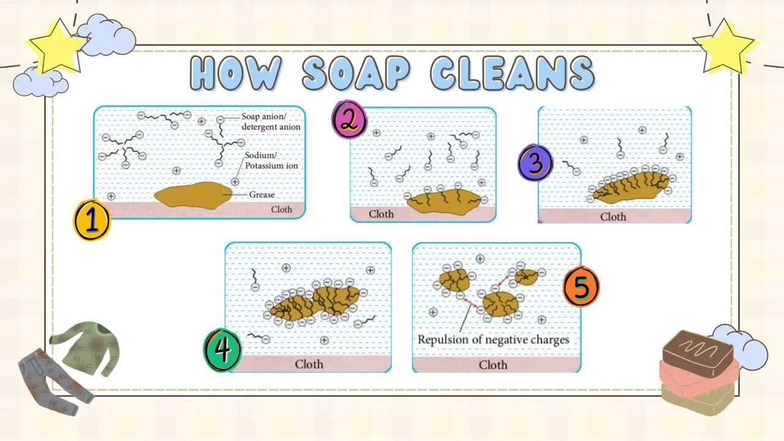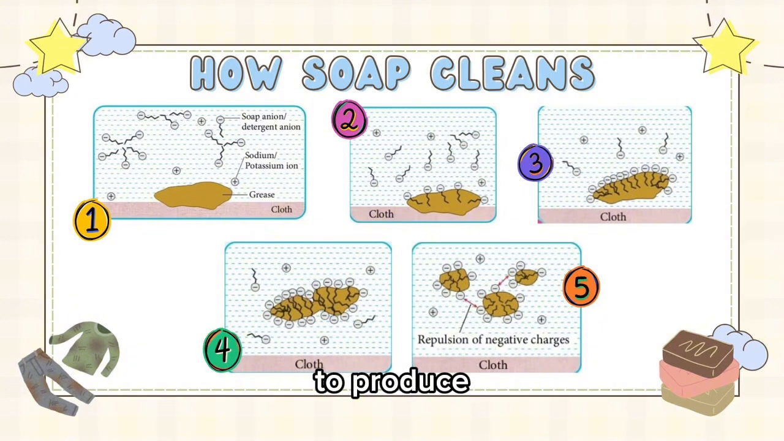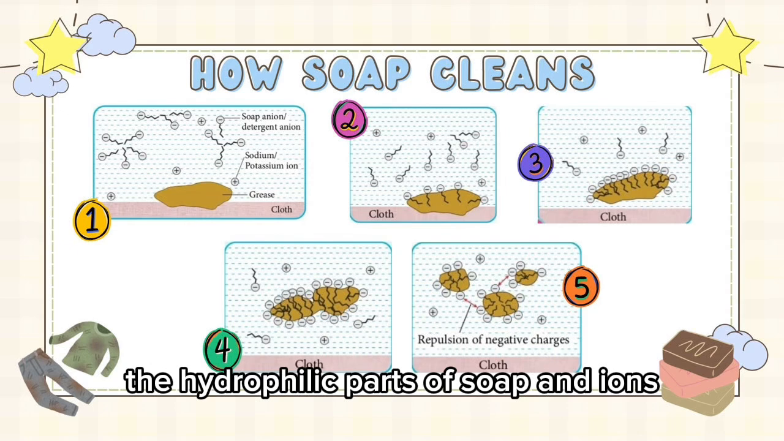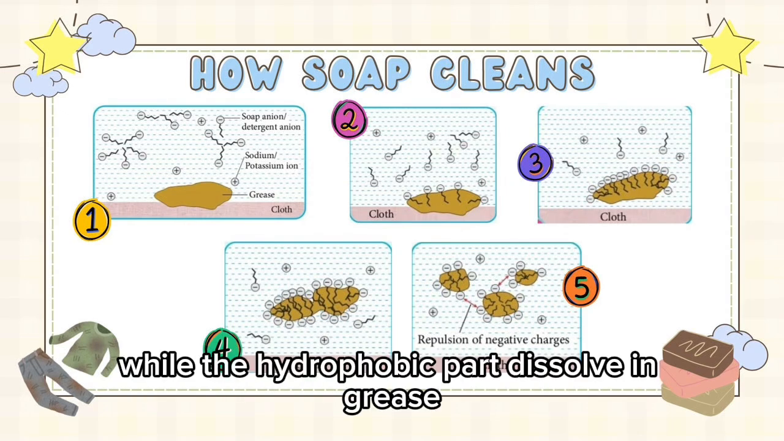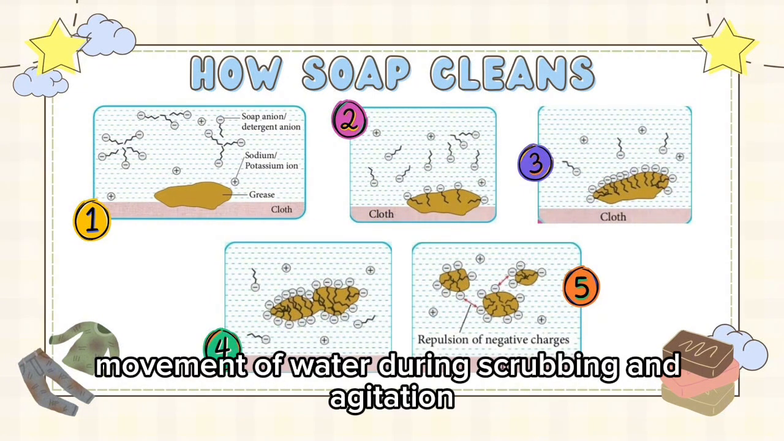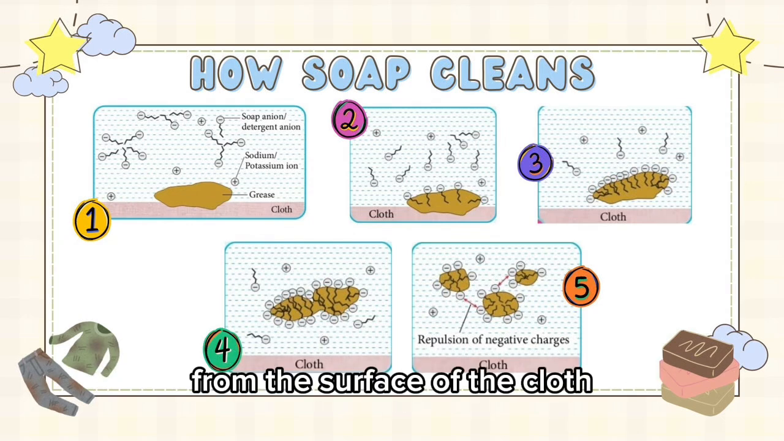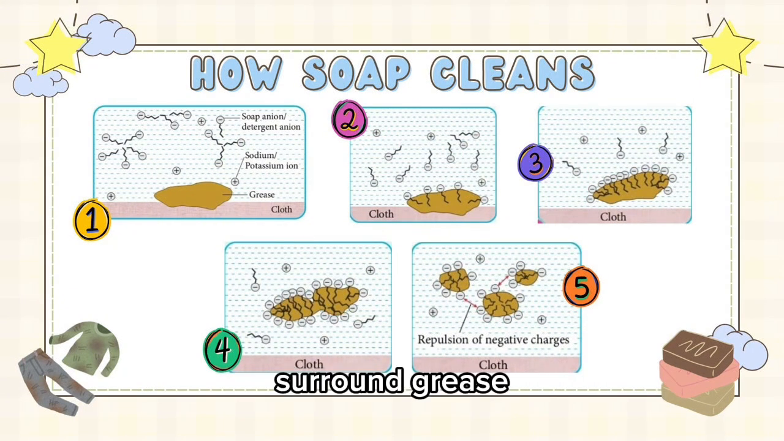Here is the process of how to clean grease on a cloth. First of all, soap or detergent will ionize in water to produce free-moving soap anions or detergent anions. The hydrophilic parts of soap anions or detergent anions dissolve in water, while the hydrophobic part dissolves in grease. Movement of water during scrubbing and agitation causes grease to pull away from the surface of the cloth, and the hydrophilic part of soap anions or detergent anions surround the grease.